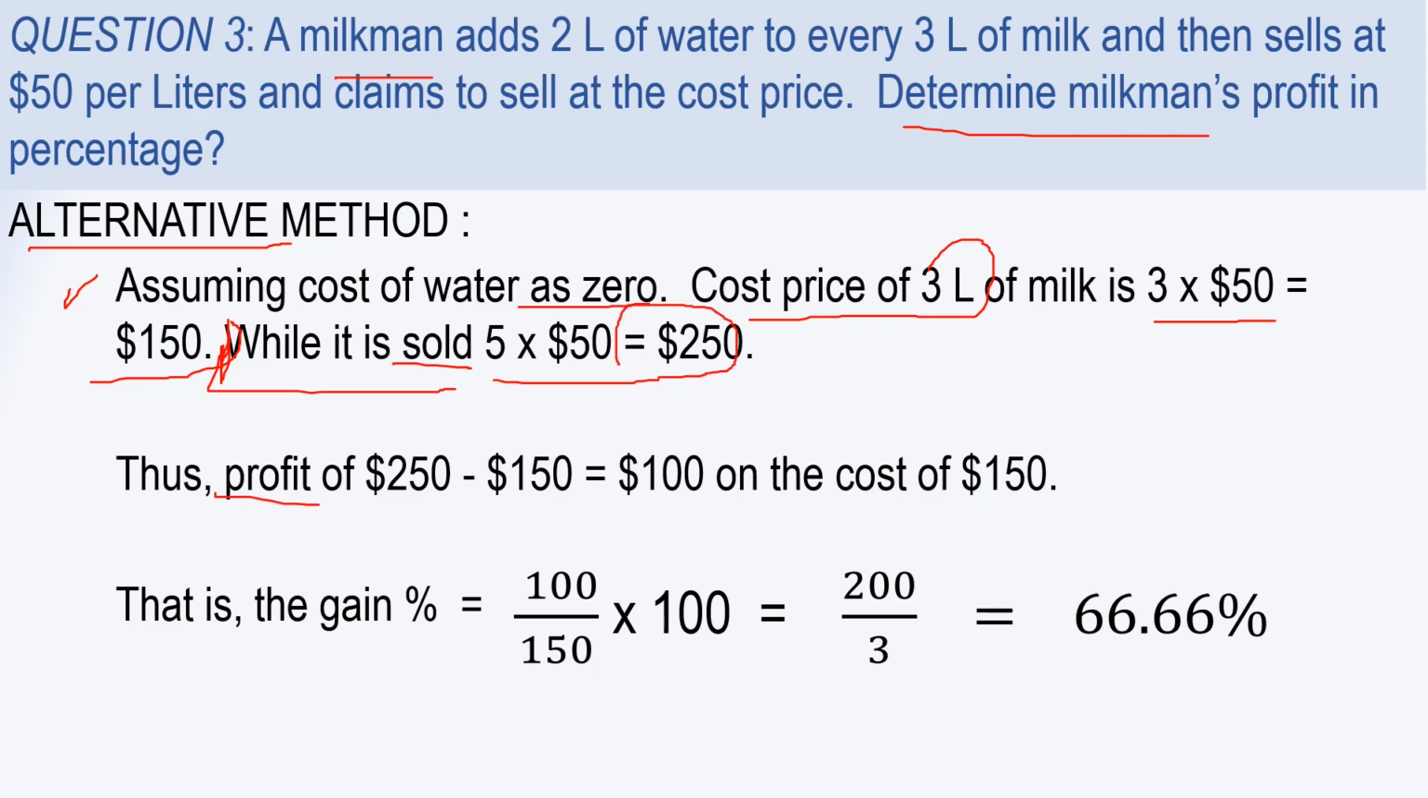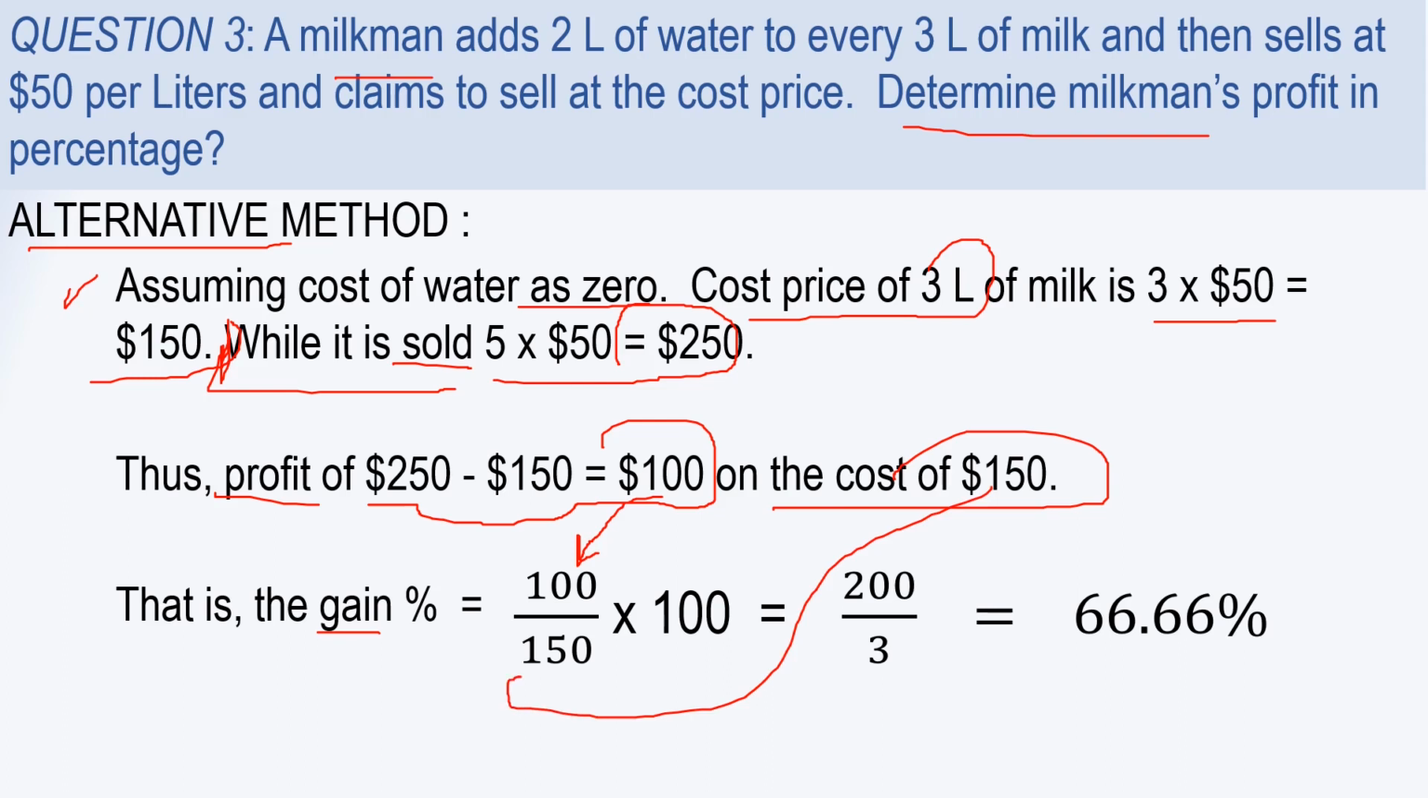So the profit made is $250 minus $150, which is equal to $100, and the cost is $150. And to get the gain percent, we divide the profit, that is $100, by the cost price, which is $150 here. So we get gain percent is equal to 100 divided by 150 multiplied by 100, which is equal to 200 divided by 3, which is equal to 66.66%.